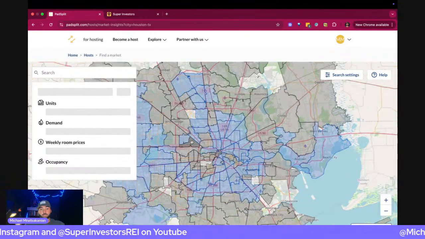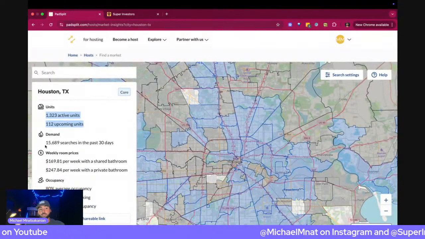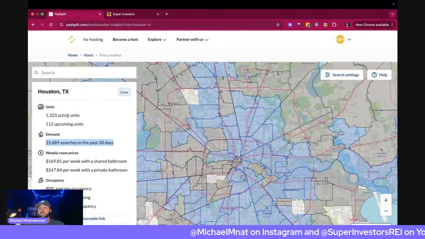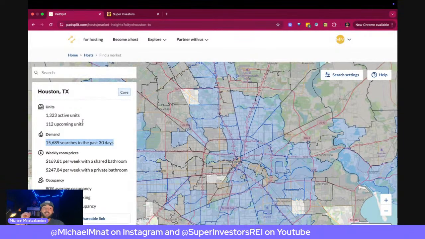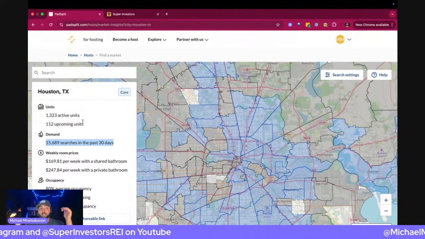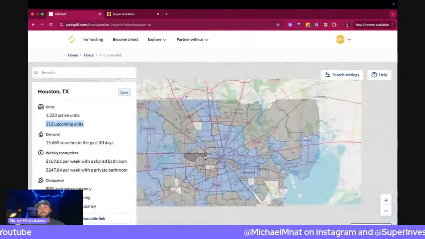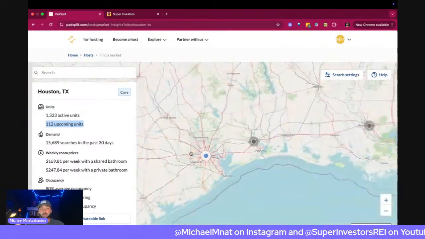So a lot are still emerging, but we got Houston, solid amount of units and way higher demand than unit count. That is very huge for me. I want to make sure that there are way more people looking for rentals than there are available, right? Current and upcoming, but there's a lot coming in too, another 112. These are rooms, right? Not 112 properties, but 112 rooms.